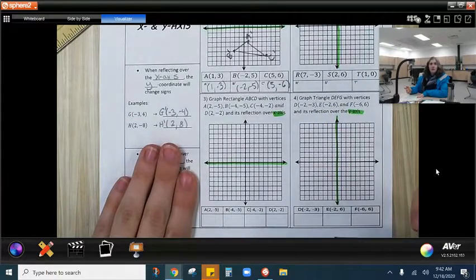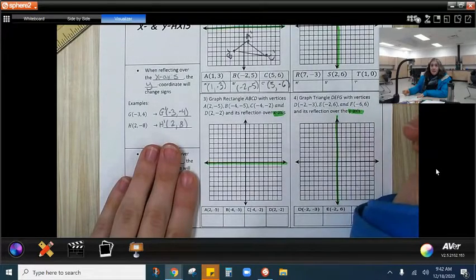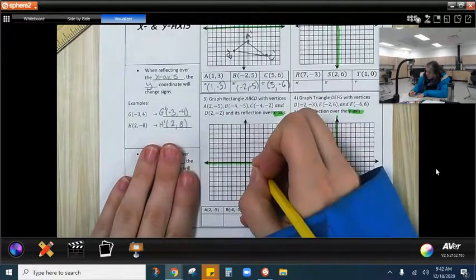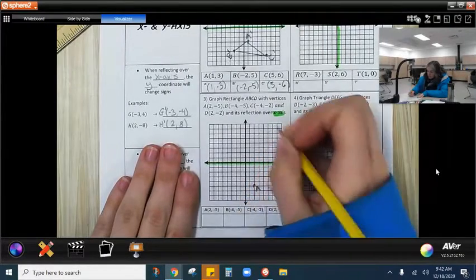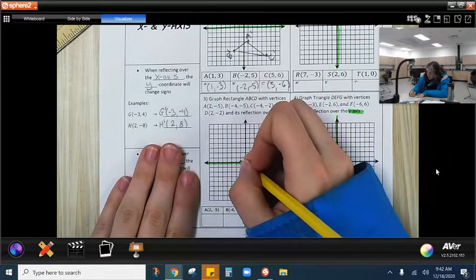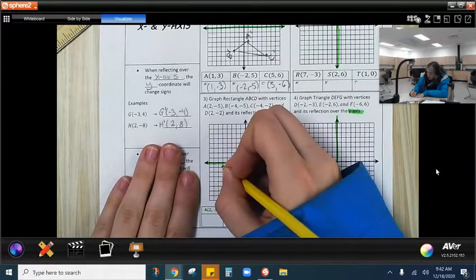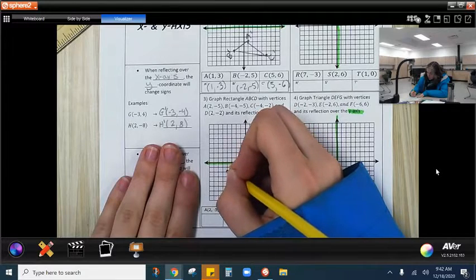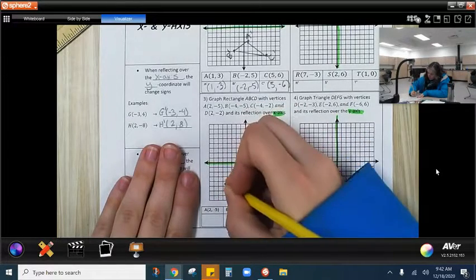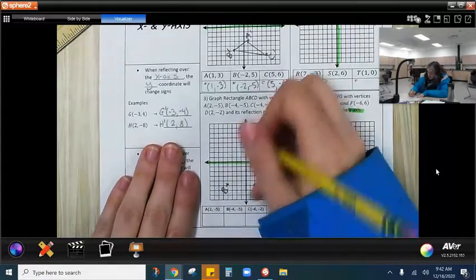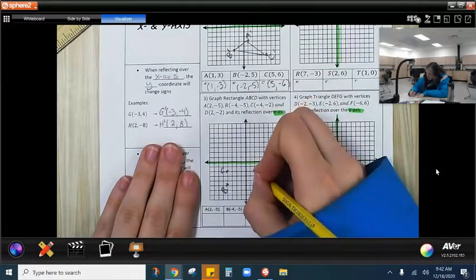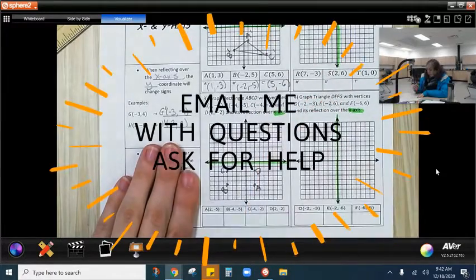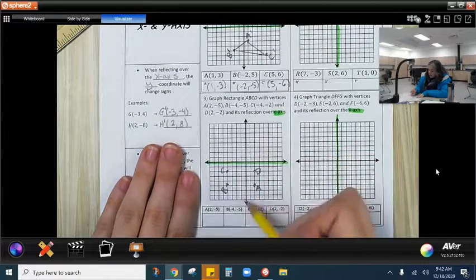I probably won't connect them with my ruler. I'm just going to graph them for you. So we've got rectangle ABCD with vertices. A is at 2, -5. So here's A. B is at -4, -5. C is at -4, -2. And then D is at 2, -2. Okay, I'm not going to connect those, but I'm reflecting it over the x-axis.